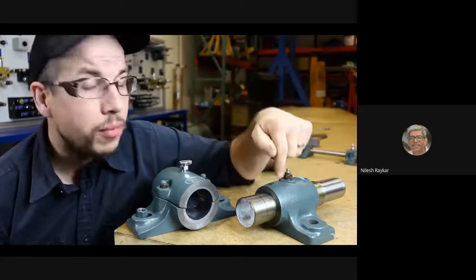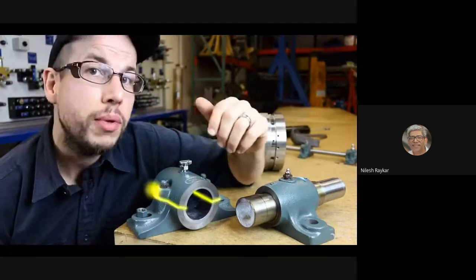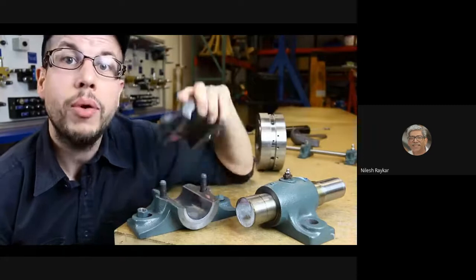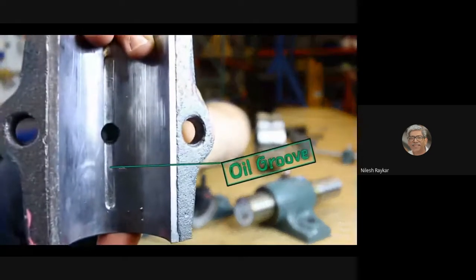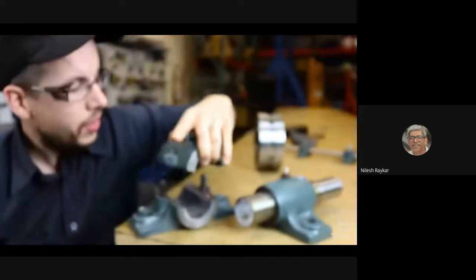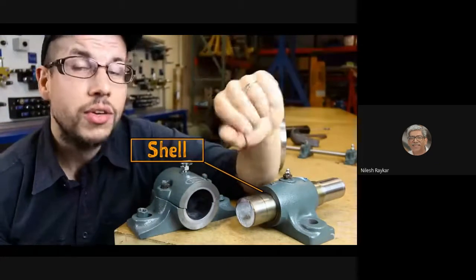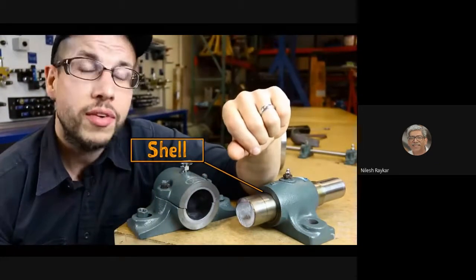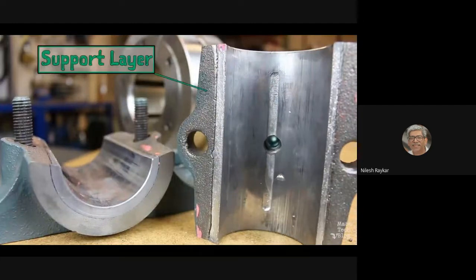Now, sometimes you'll find these solid housings, but more often than not, the housings will be split axially so they can be pulled apart for maintenance. Notice, by the way, the oil groove in the top half, which helps to distribute lubricant throughout the bearing. Now, the inner bearing surface is called a shell or sleeve, and it's usually constructed in 2 or 3 different layers. The first layer is always some kind of strong support material. In this case, it's cast iron because that's what the housing is made of.